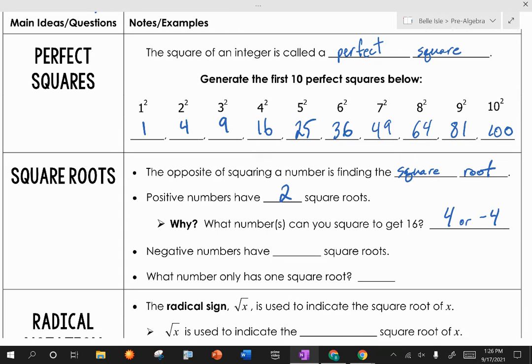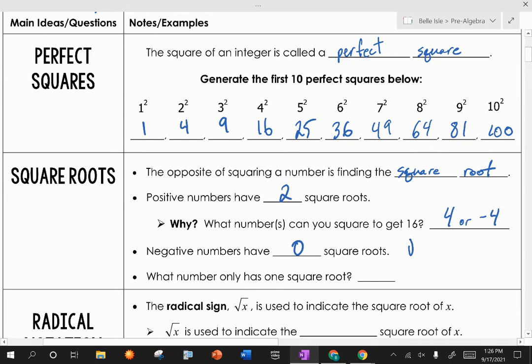Negative numbers have how many square roots? Negative numbers have 0 square roots. That is because we are only working in the real numbers plane in pre-algebra for the most part. Taking the square root of a negative number is going to give you an imaginary number, which is stuff that you will talk about later on.